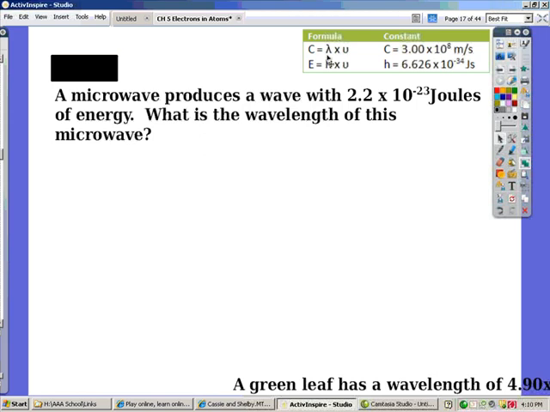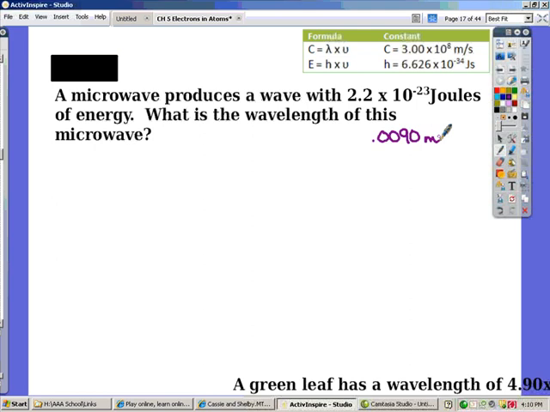Uh-oh, our time's up. So I'm wondering how you did. The answer that I got with two significant digits is 0.0090. And that would be meters because this is a wavelength.